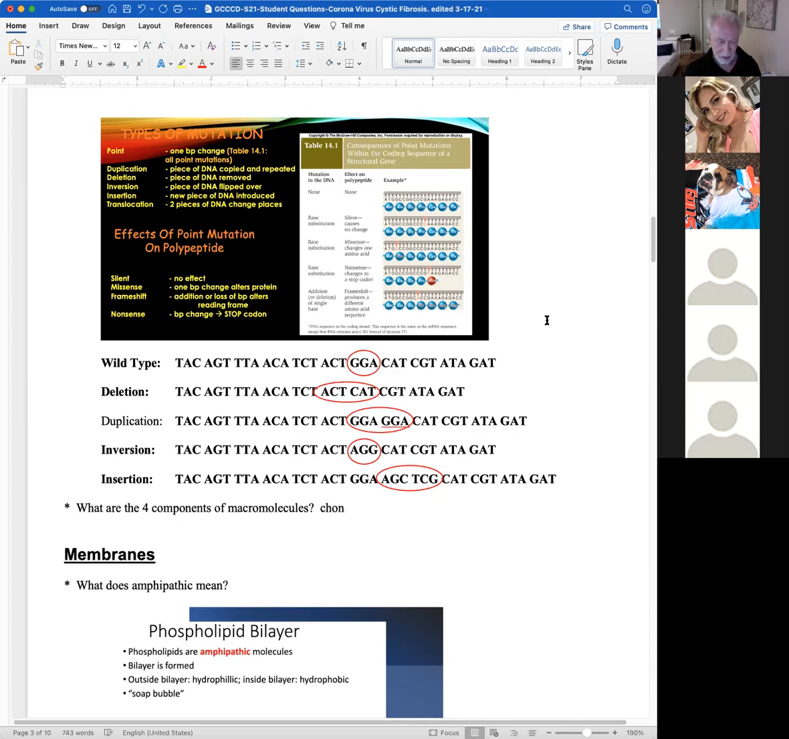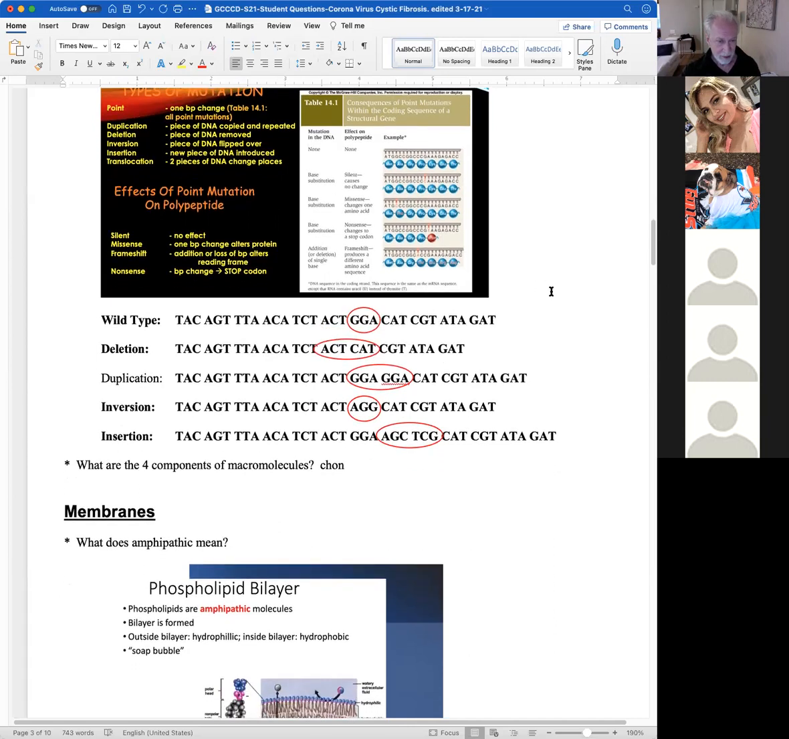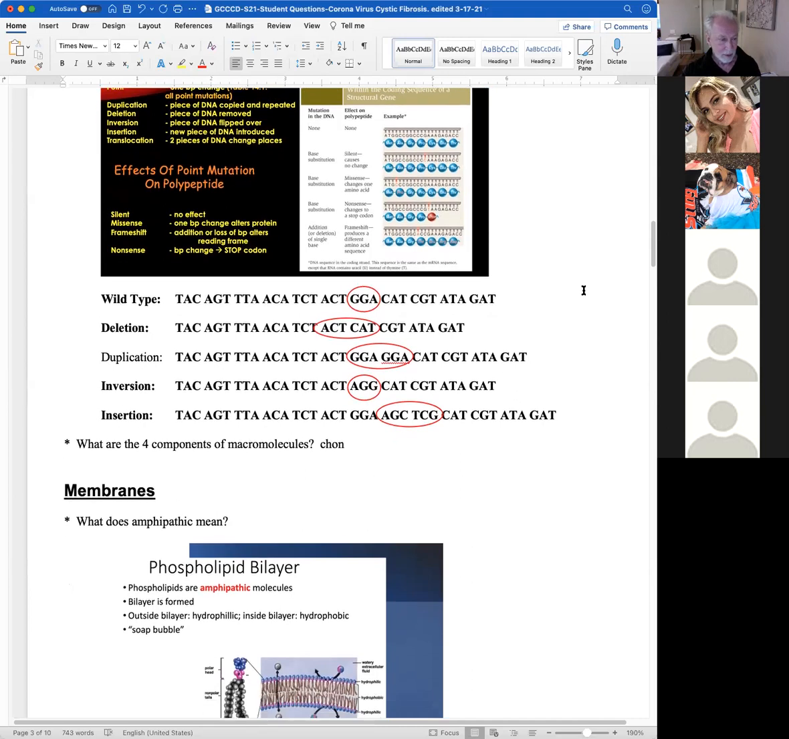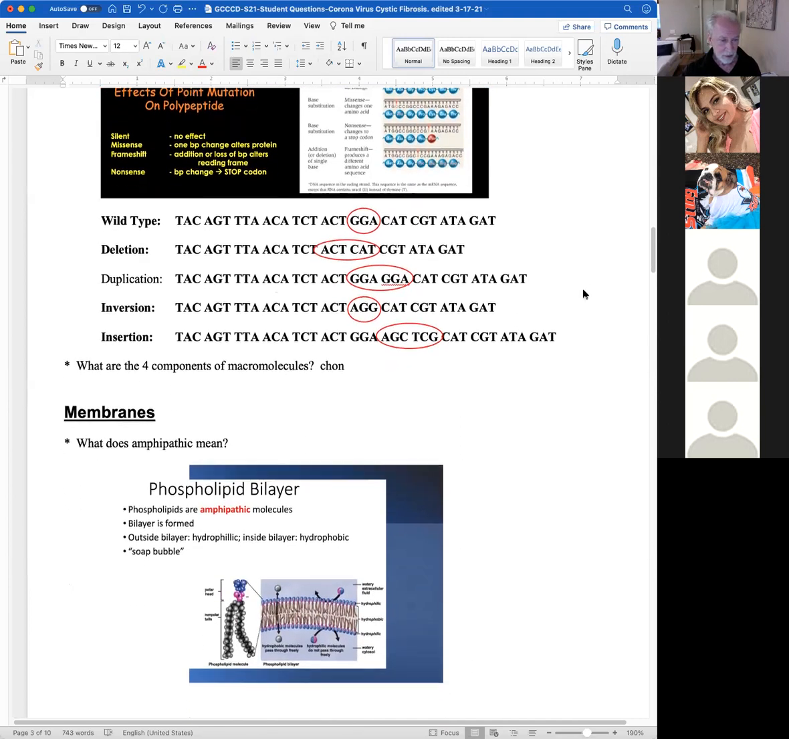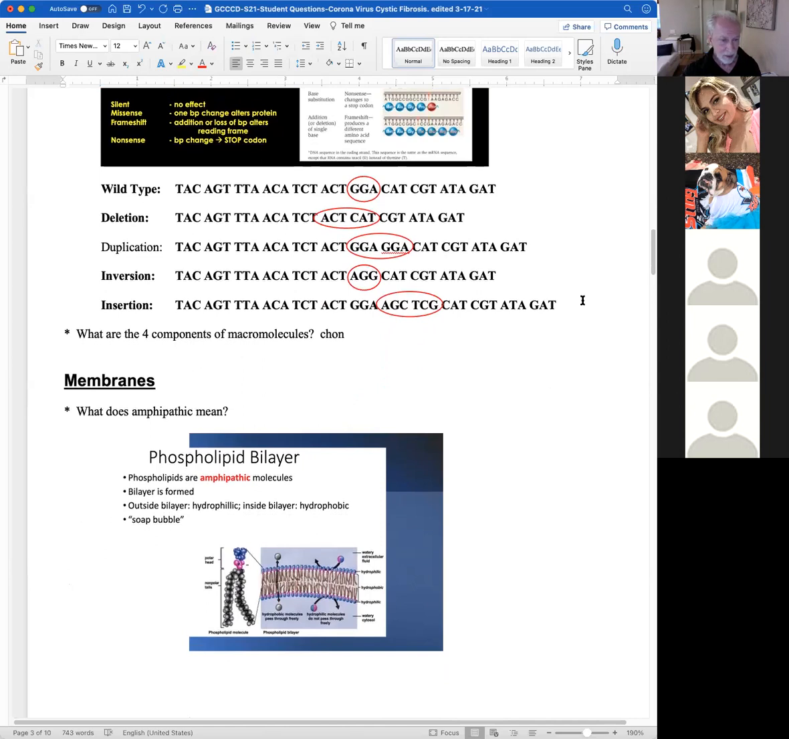So is that clear? And I'm spending time on this because many of you did not get the right answer to this question on the quiz. And this type of question will probably come up again in future quizzes or tests. Any question or confusion about how you spot a mutant sequence?